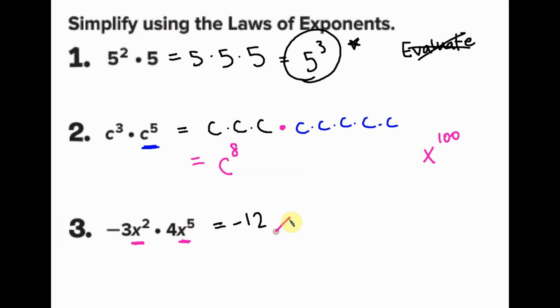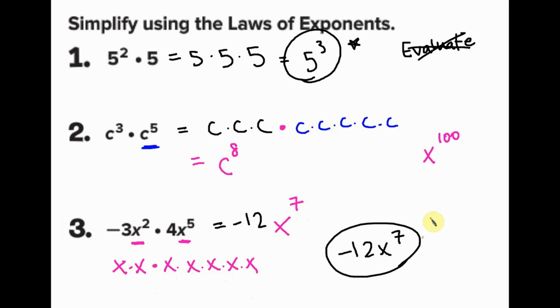In this case, keep the base, where I have x twice times x 5 times. Overall, you're having x to the 7th power. So that's how I know negative 12 x to the 7th power will be my answer.